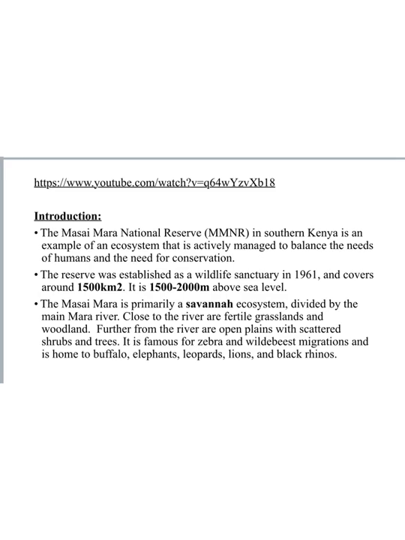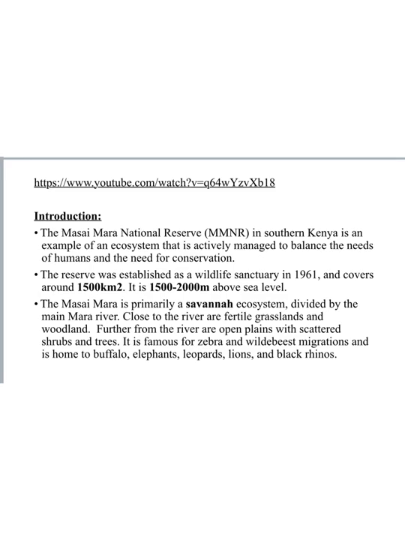Basically, the Masai Mara National Reserve in southern Kenya is an example of an ecosystem that is actively managed to balance the needs of humans with the needs of conservation of the animals. The reserve was established as a wildlife sanctuary in 1961 and covers over 1,500 kilometres squared. It's also 2,000 metres above sea level. The Masai Mara is primarily a savanna ecosystem.